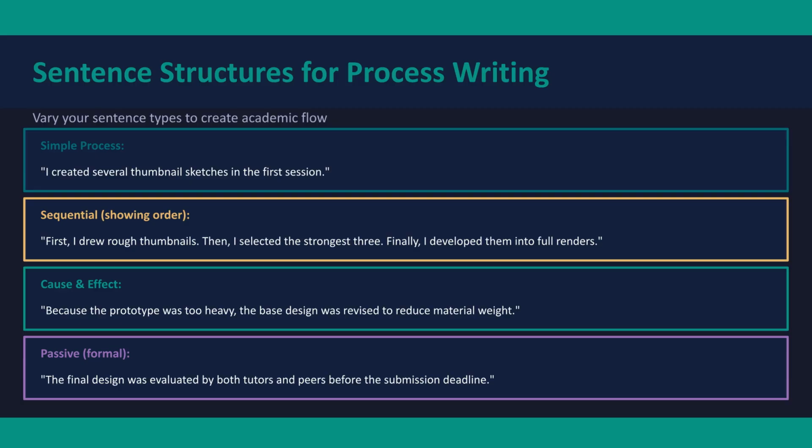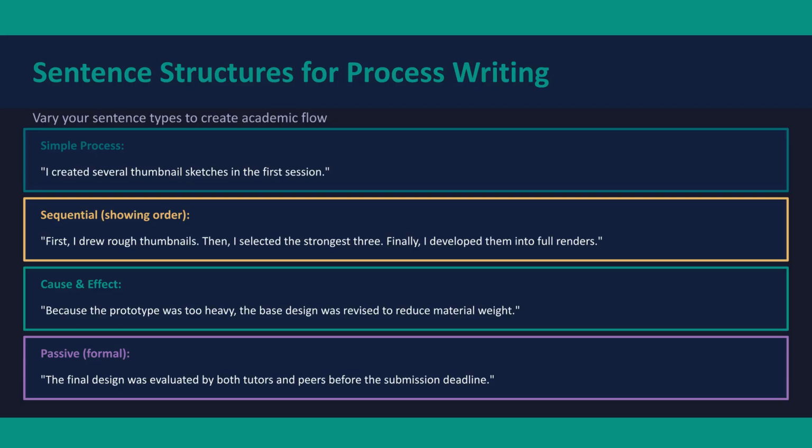Do you hear the rhythm? It moves. It has momentum. It sounds like a process. Third, the cause and effect sentence. This is one of the most important structures in design writing, because good design is always about decisions, and decisions have reasons. Because the prototype was too heavy, the base design was revised to reduce material weight.